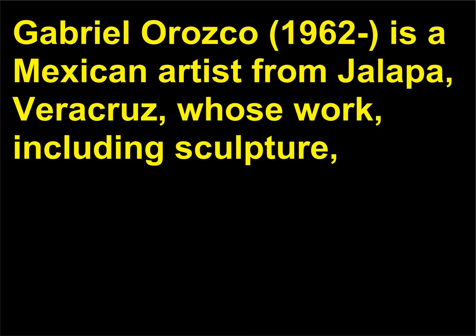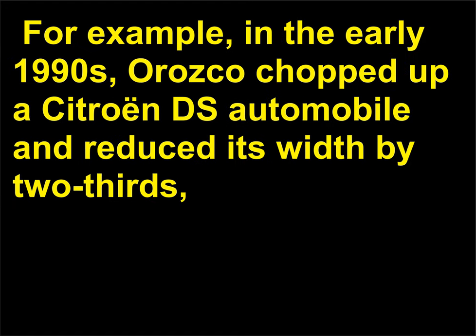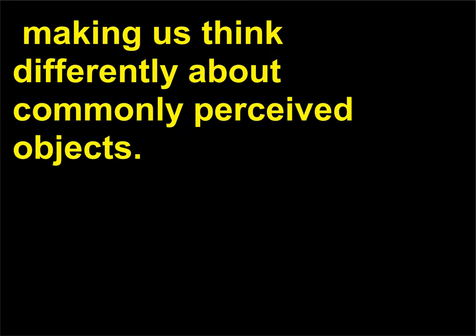Gabriel Orozco, 1962, is a Mexican artist from Jalapa, Veracruz, whose work, including sculpture, photographs, and installations, often subtly alters found objects and is intellectually complex. For example, in the early 1990s, Orozco chopped up a Citroën DS automobile and reduced its width by two-thirds, making us think differently about commonly perceived objects.